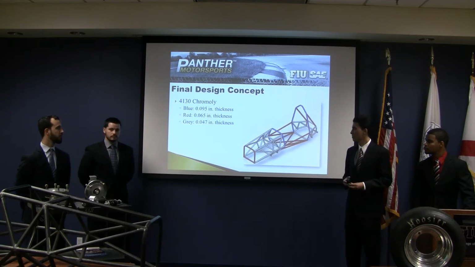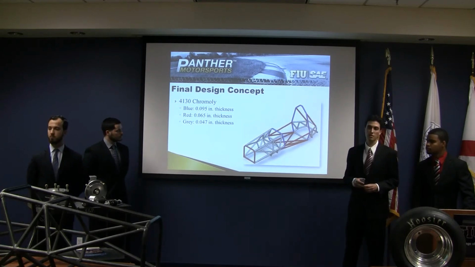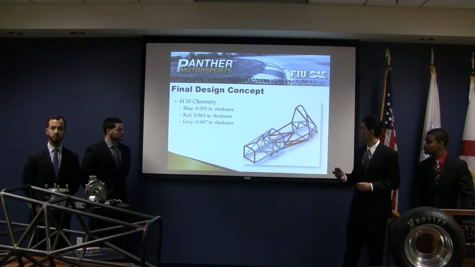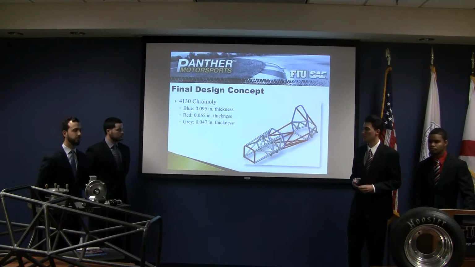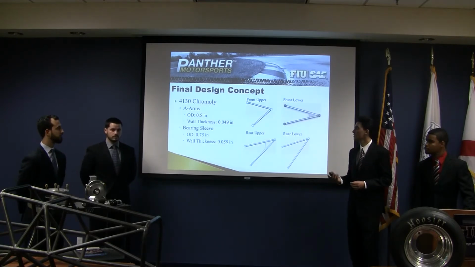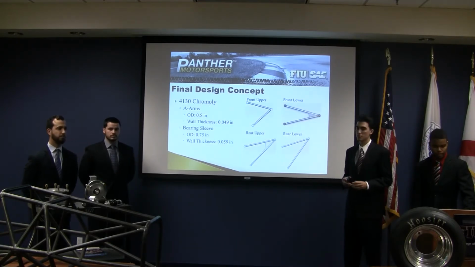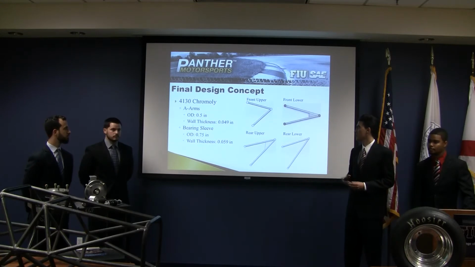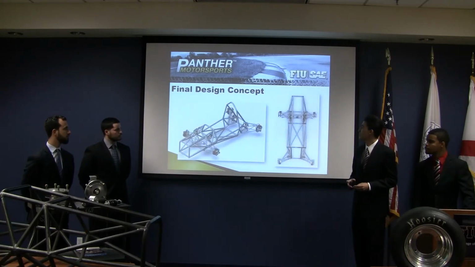This is our final frame. Highlighted in blue and red are, per rules, the different wall thicknesses. These are thicker members of the structure, for safety regulations of the competition. Here we have the final suspension geometries. These are the A-arms. They were all chromoly, as well as the body. And those are some of the dimensions of these parts.